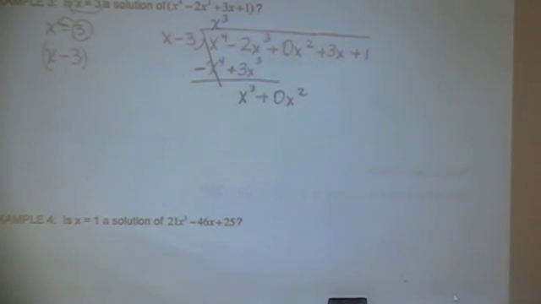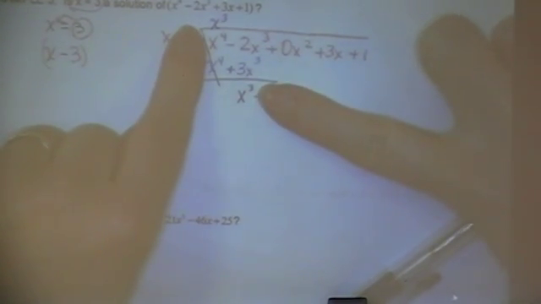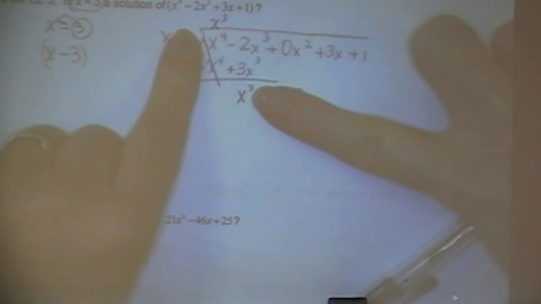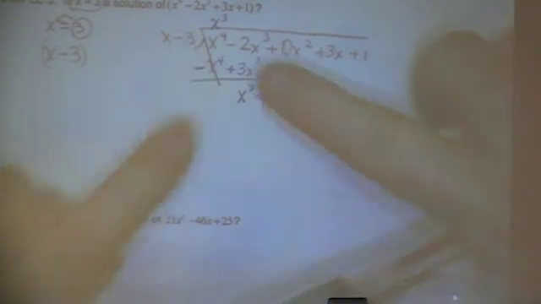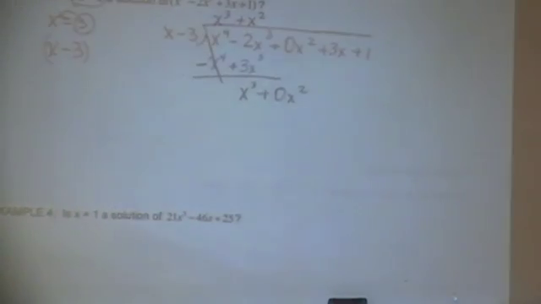And then the process starts all over again. I ask myself, what would I multiply x by in order to get x to the third? X squared. And since it's just plain old x squared, that's positive x squared. So that's what I'm going to put on top.